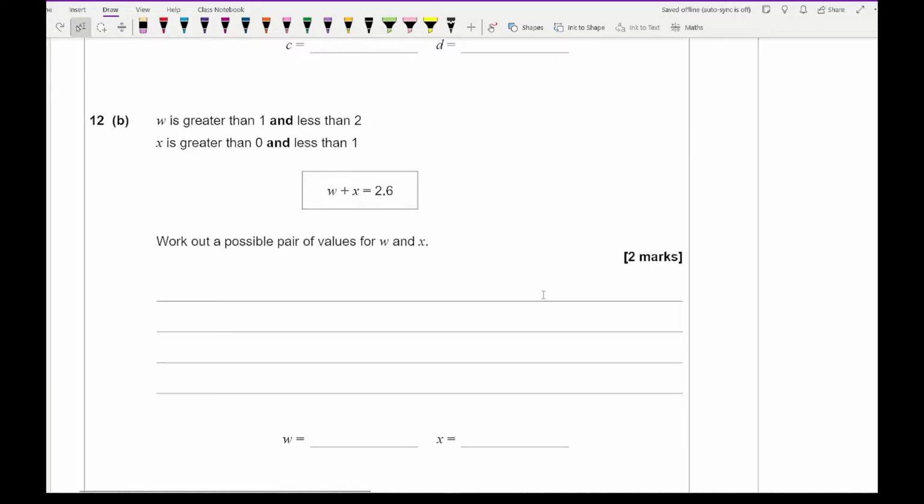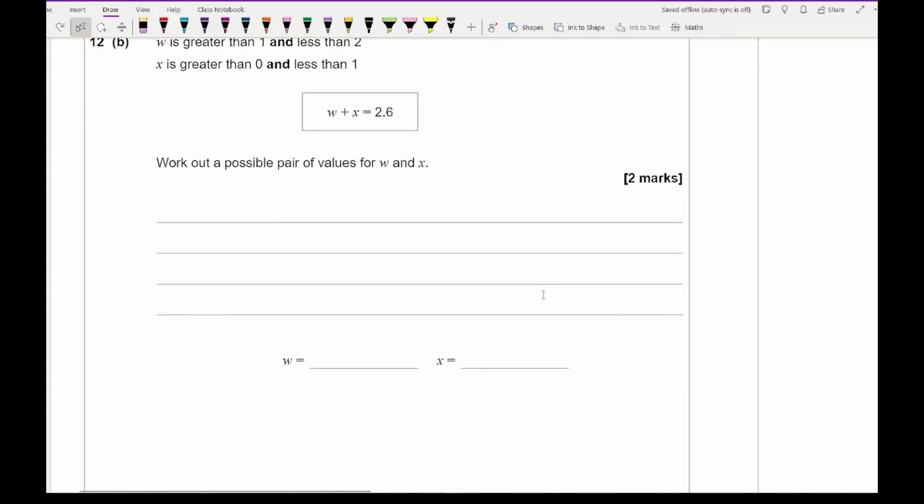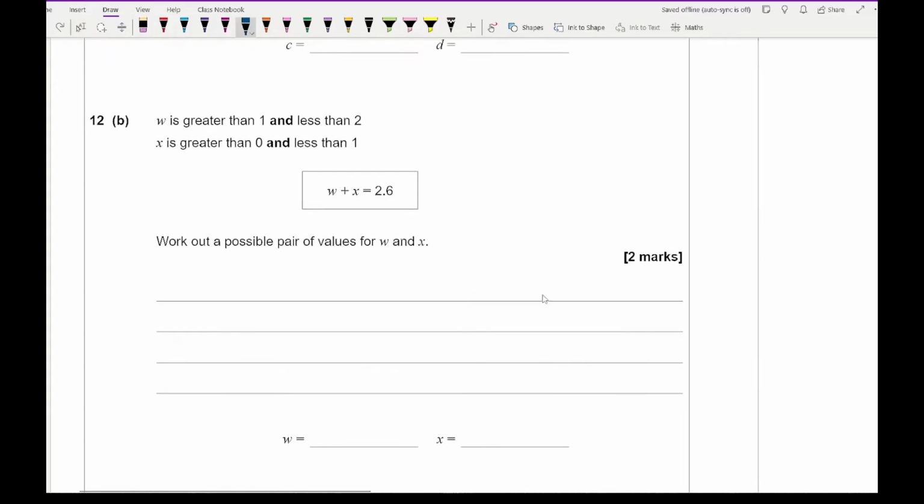Moving on to 12b, it says W is greater than 1 and less than 2. X is greater than 0 and less than 1. Work out possible pairs of values for W and X. Now, because we've got decimal numbers here, when we add the 2 numbers together it equals 2.6. Again, we could have a range of values depending on what degree of accuracy you're working with, whether it be 2 decimal places, 3 decimal places, 1 decimal place. But I'm going to assume that we're going to go for 1 decimal place.